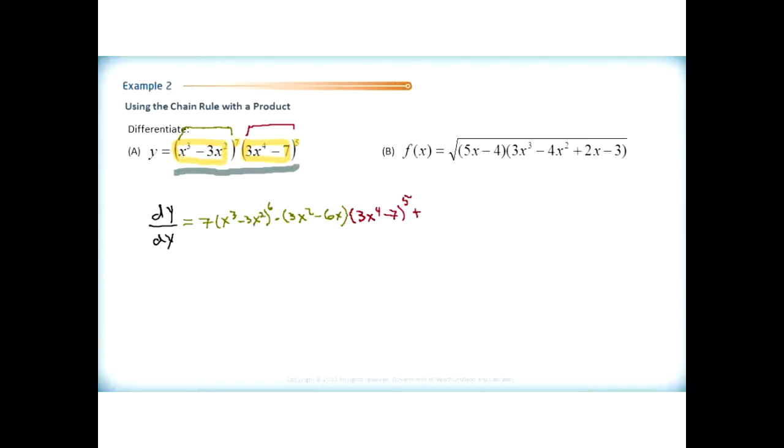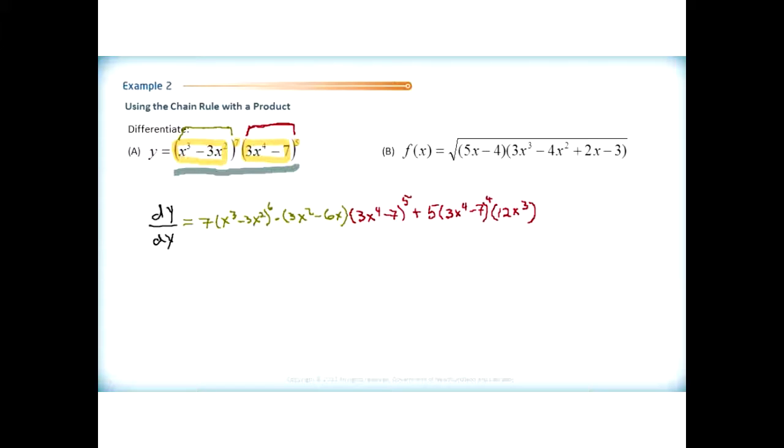Then I have to add the derivative of the second bit, the stuff that I've highlighted with this red bar over the top of it. The derivative of that will be another chain rule: 5 times (3x to the power of 4 minus 7), and then I'm going to have to raise that to the power of 4 because I reduced the exponent by 1, and then multiply by the derivative of the nested function, which is 12x cubed. The derivative of negative 7, of course, is 0, so we don't need that.